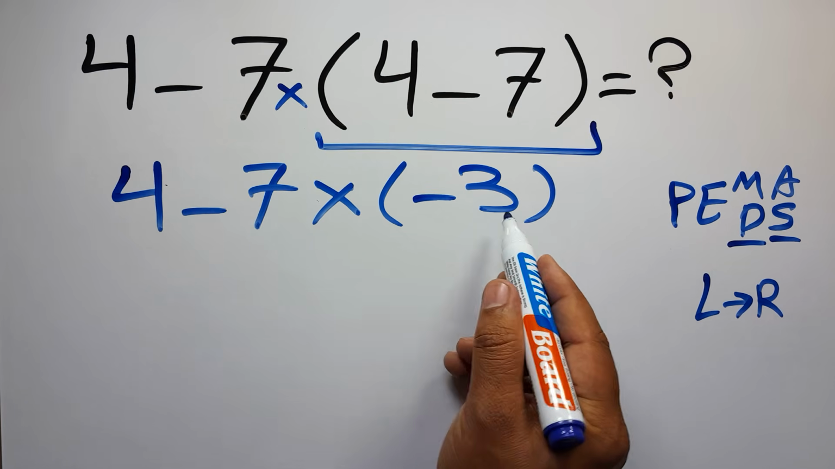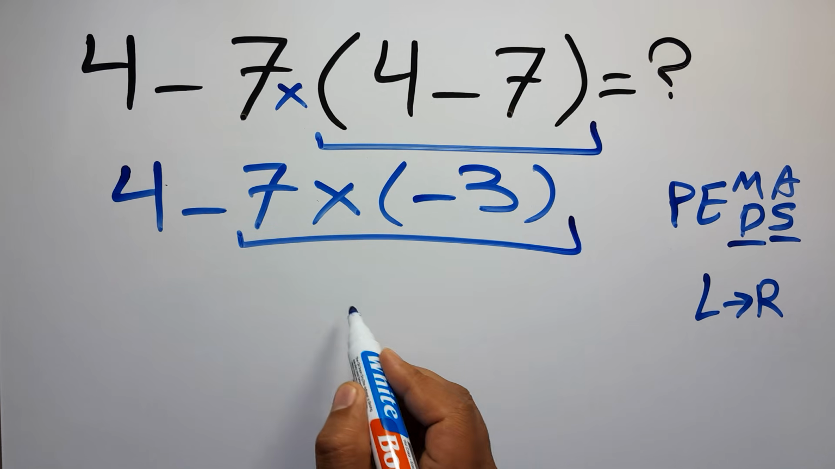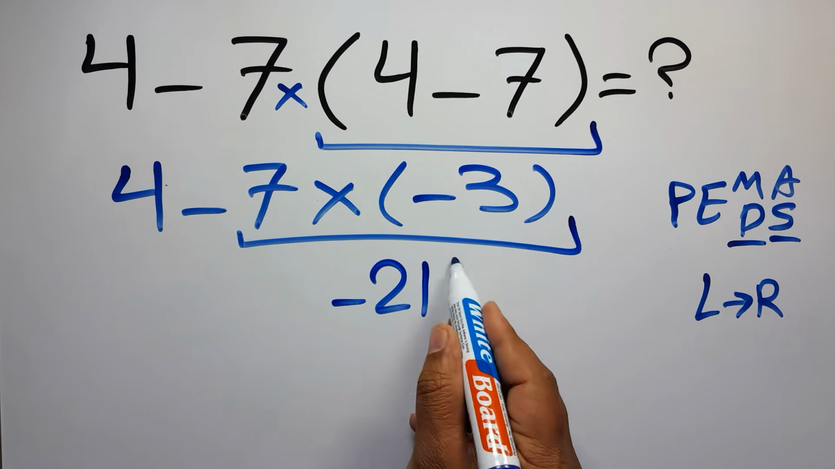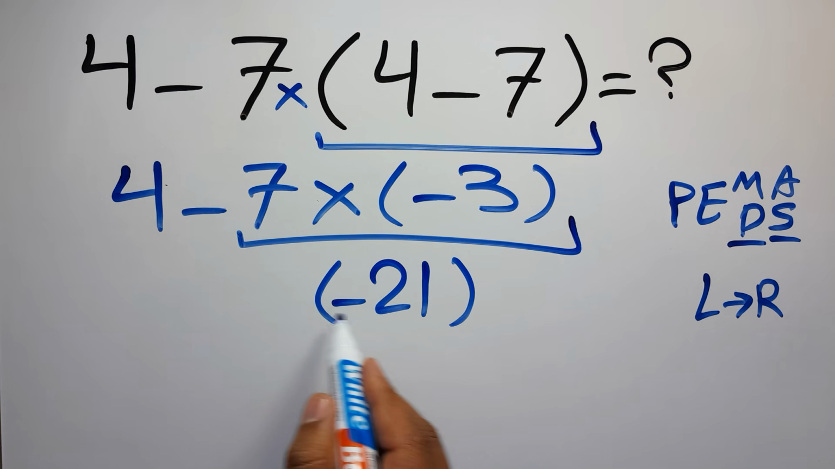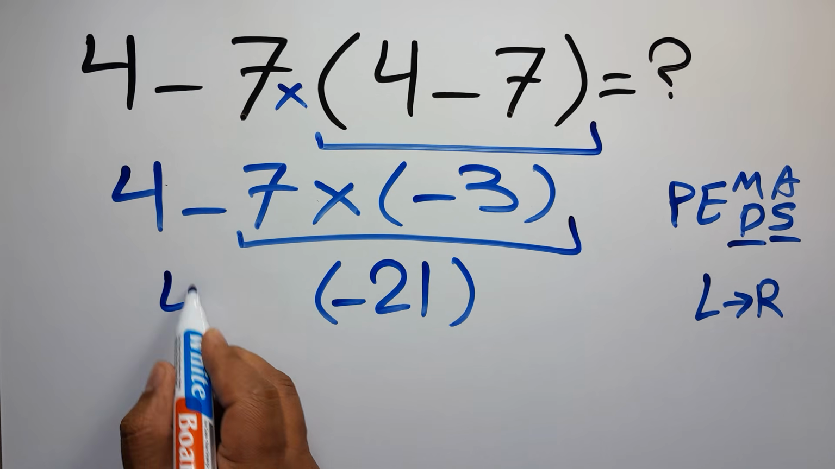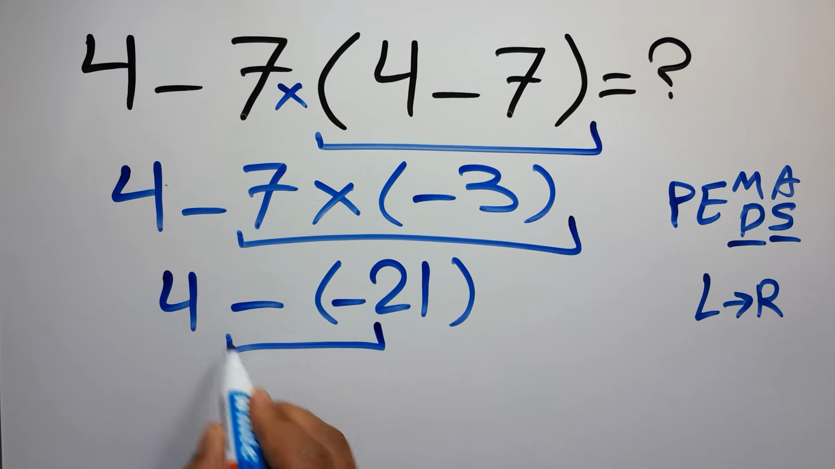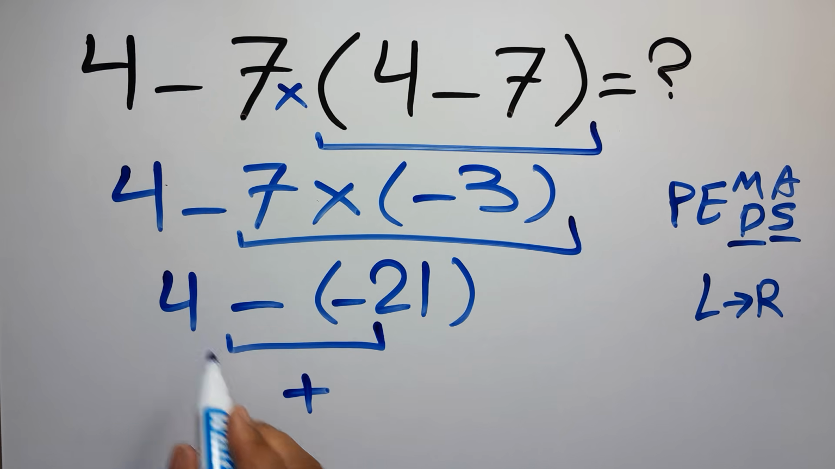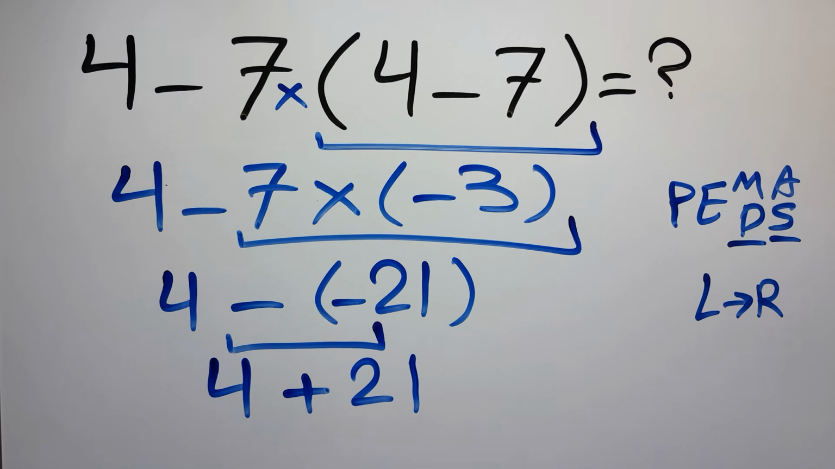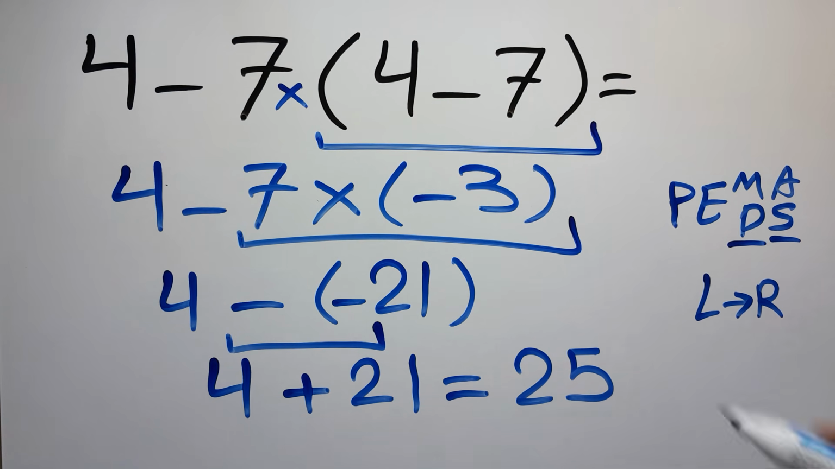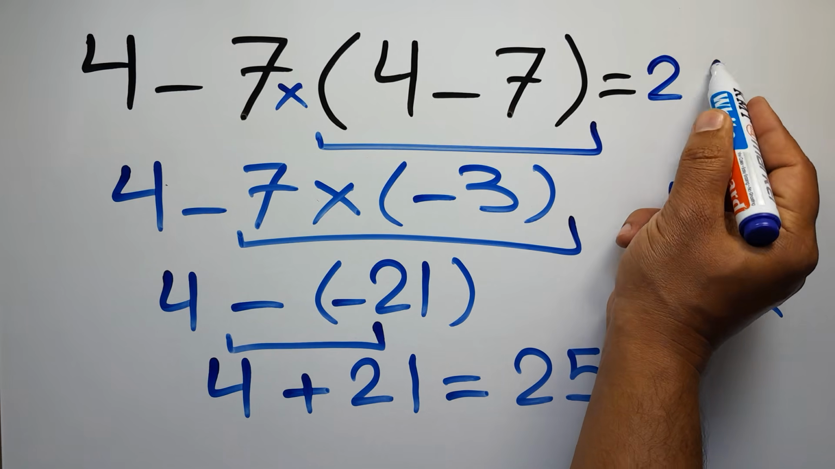7 times negative 3 equals negative 21. So 4 minus negative 21. Negative times negative gives us positive. So we have 4 plus 21, which equals 25. And this is our final answer to this problem. The correct answer is 25.